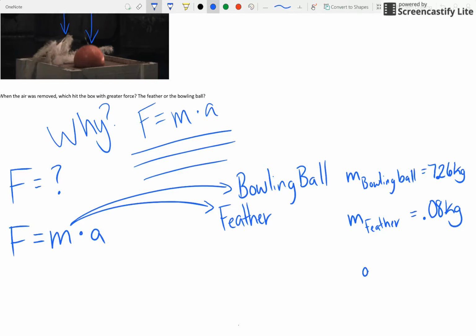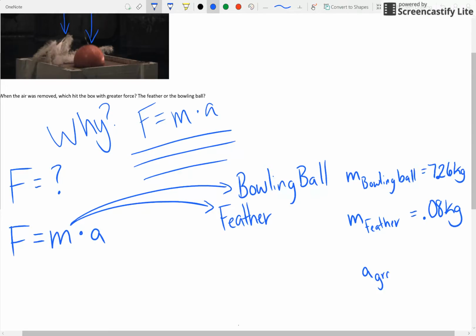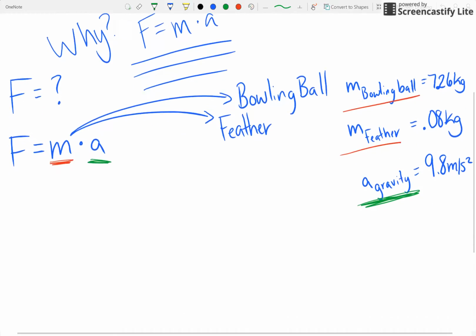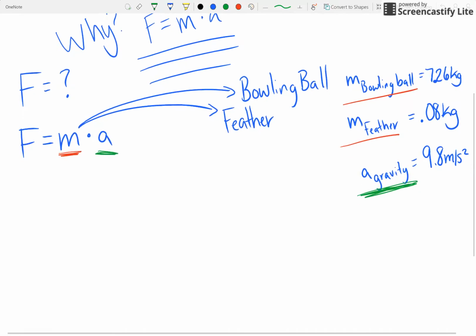All right, and both of these were falling due to gravity. So the acceleration due to gravity, which I talked about in my acceleration video, is 9.8 meters per second squared, or meters per second second. So I have my mass. That's what I need to find force. And I also have acceleration there. So I should be able to find the force of both of these instances.